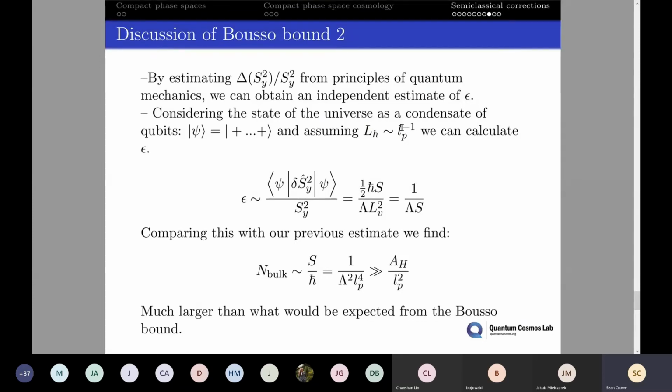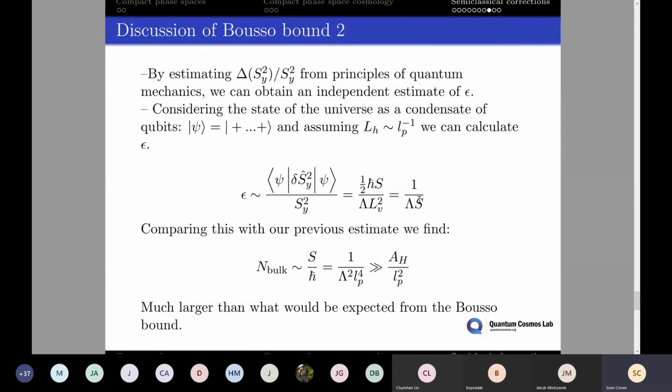With these ingredients, we can directly calculate what epsilon is from first principles. And this is the thing we find, right? 1 over lambda times the compactification parameter S. We can compare this with our result from earlier, and we find that the number of bulk degrees of freedom, which is S divided by ħ, related to the number of qubits, is this thing here, which is much, much greater than the Hubble area divided by Planck length squared. So it appears we would be violating the Bousso bound in this case. And so we have to resolve this discrepancy.